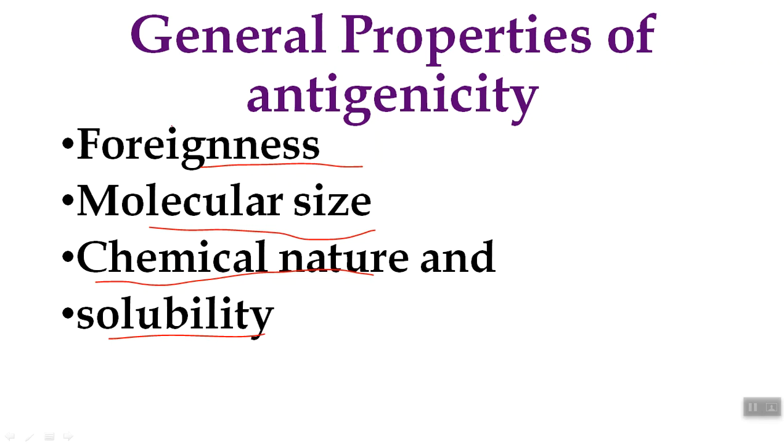So first and foremost, the foreignness: it should be distantly related, from a distantly related organism. The molecular size should be more. If it is more than 10,000 or 100,000 Dalton, it is more antigenic. Coming to the chemical nature, it should be more complex. If it is not complex, then it is less antigenic. It should be soluble and should be processed in the body to be recognized as a foreign substance, or they consider it as a strong antigen.